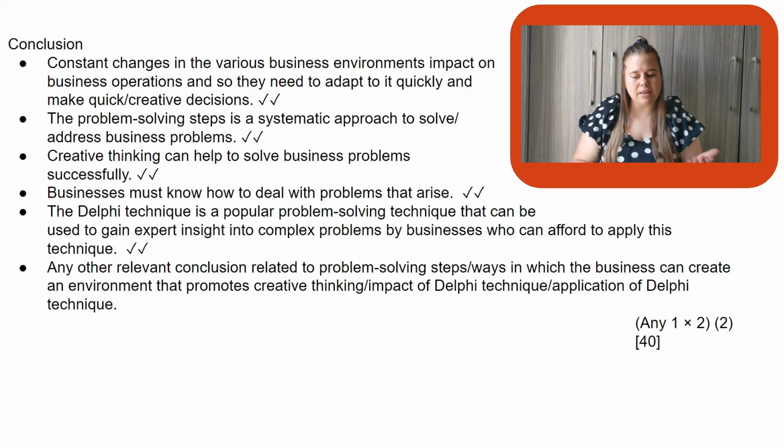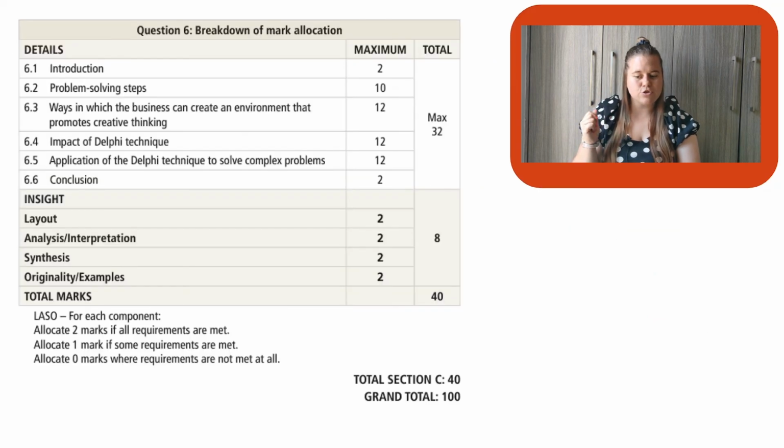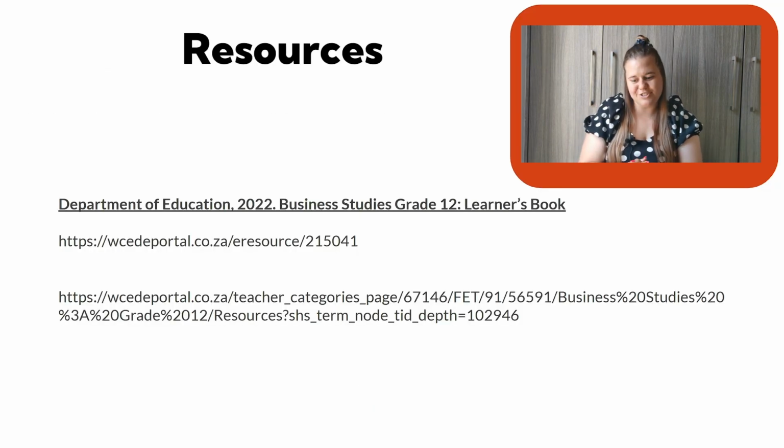And then again, any conclusion that is relevant to the problem-solving steps, ways that a business can create an environment that promotes creative thinking, impact of the Delphi technique, and then application of the Delphi technique. Okay, 2 bullets there, 2 marks each. And there's your total of 40 marks. So again, here you can see the breakdown of the marks. So 2 marks for introduction, then we have 10 marks, 12 marks, 12 marks, 12 marks again, and 2 marks. Add that all up, and you have 50 marks, which we max at 32.